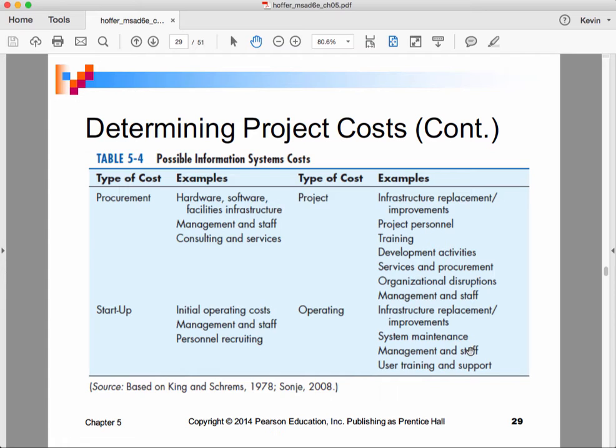So here's a chart to talk about what some of the cost components of a software development project might be. I'll leave that for you to read on your own.